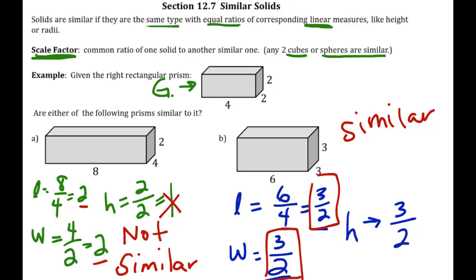And they are similar with a scale factor, and we're going to abbreviate scale factor as SF, of 3 over 2. Since the ratio of the corresponding linear measures, linear meaning just one unit, it could be feet, 6 feet, that's a linear unit, the width is in feet, since they are in the same ratio, the linear measures, they are similar.